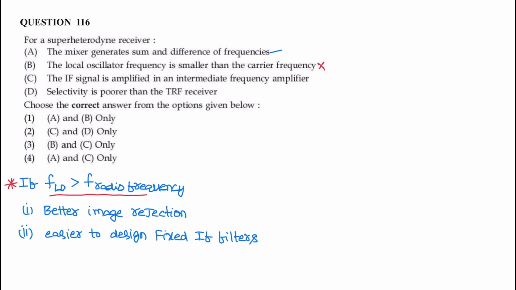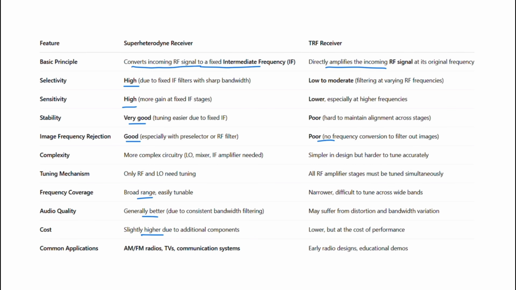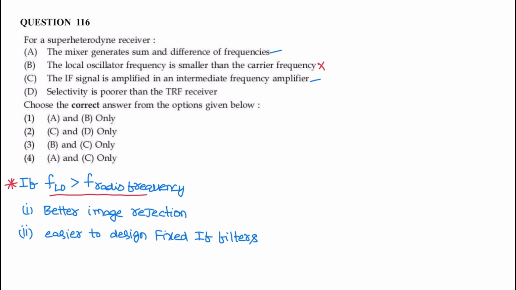Statement B is wrong. Statement C, the IF signal is amplified in an intermediate frequency amplifier, is correct. Statement D, selectivity is poorer than TRF receiver. For the superheterodyne receiver, selectivity, sensitivity and stability are good. So statement D is wrong. It is not poorer, it is better. So statement A and statement C are correct. Correct option is 4.